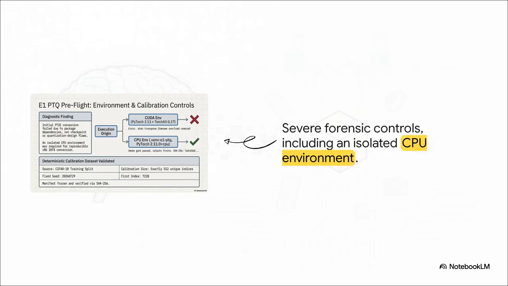And get this, the rigor doesn't stop at the baseline model. Forensic controls actually revealed that a CUDA environment failure they had was due to package dependencies, not the model itself. So they mandated an isolated CPU environment and a perfectly seeded 512 image calibration dataset just to ensure the reproducible conversion to 8-bit precision. Every single variable is locked down tight.